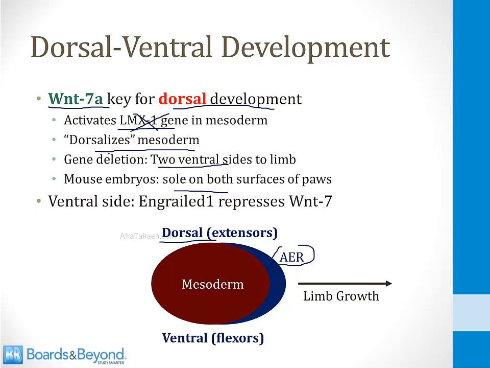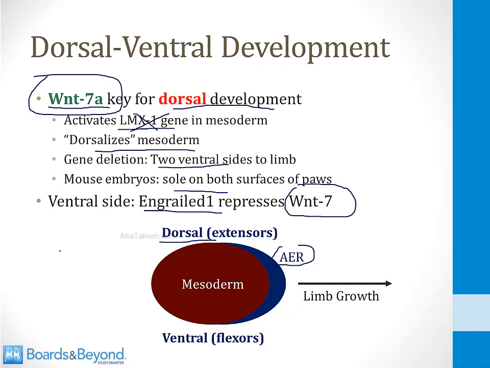So because of these experiments, we know that LMX1 is important for dorsalizing one side of the growing limb, and WNT7A can activate the LMX1 gene. On the ventral side of the developing limb, the gene engrailed 1 represses the activity of WNT7A, and that's what makes the ventral side come out differently than the dorsal side.